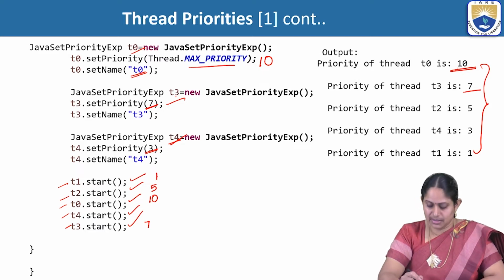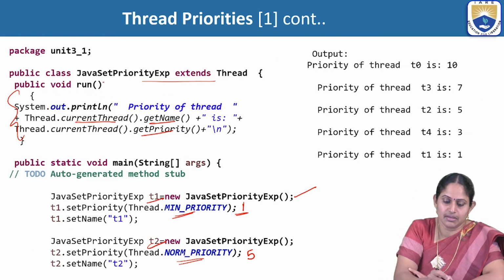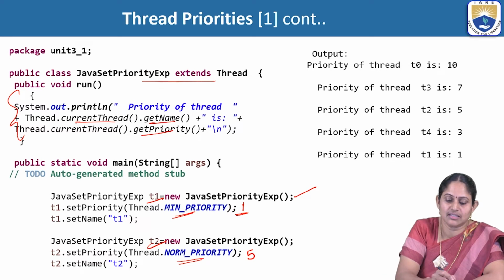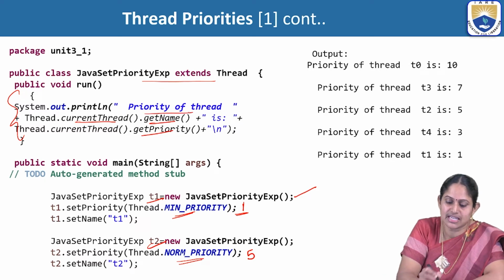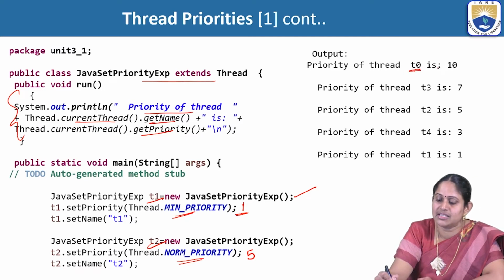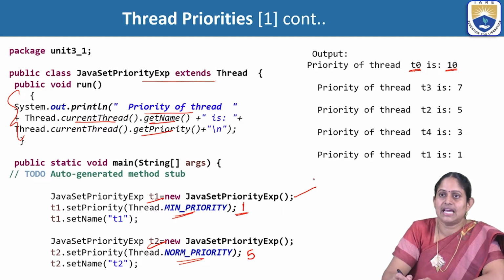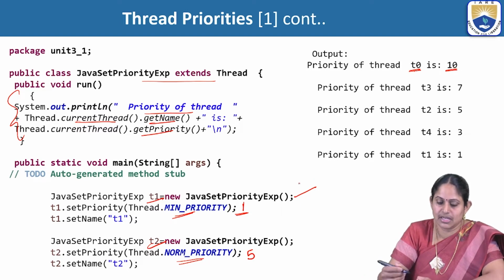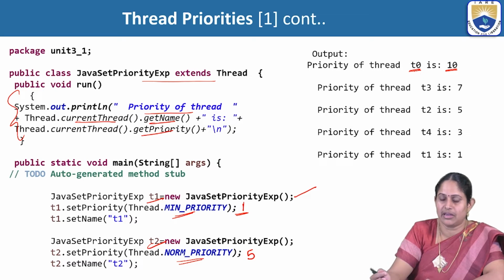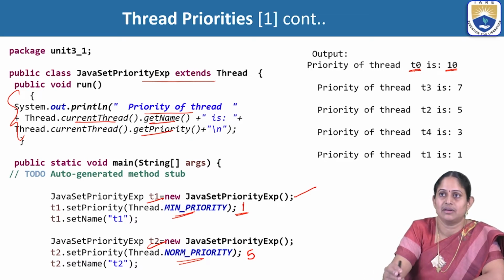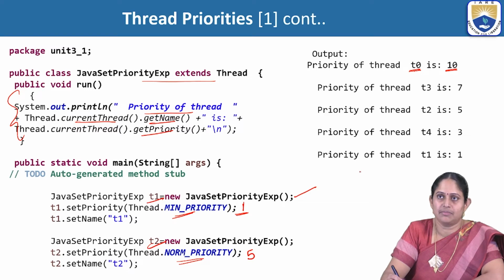Once we create that thread, the current thread is displaying the statement with the name and priority of the thread. That is why we are getting T0 as the name and 10 as the priority. Whichever thread is executing, that thread's priority will be displayed in the statement. This is how we can assign priorities to the threads, and we can retrieve the priorities of any thread.